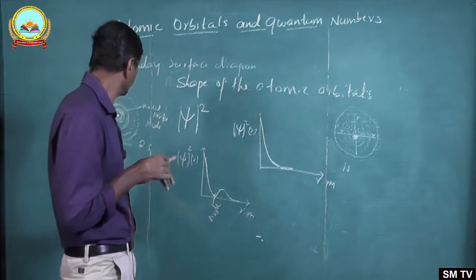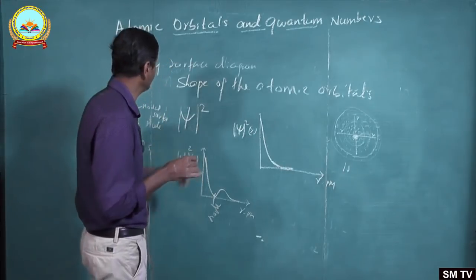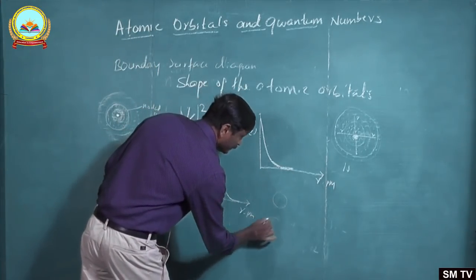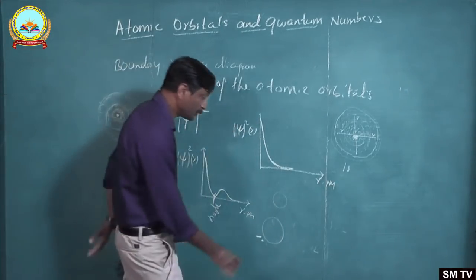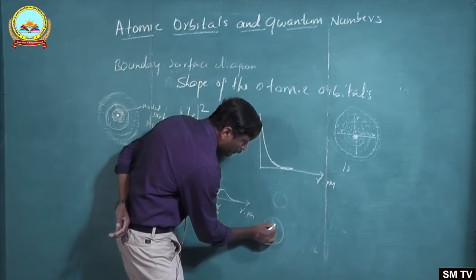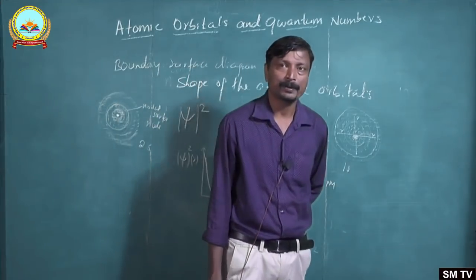So what is the difference between 1s and 2s? The size of the 1s, suppose this is 1s and this is a 2s. Size-wise they are different. One more thing: in the 2s orbital, you have one nodal plane or node. A node is the area where the probability of finding the electron is 0.